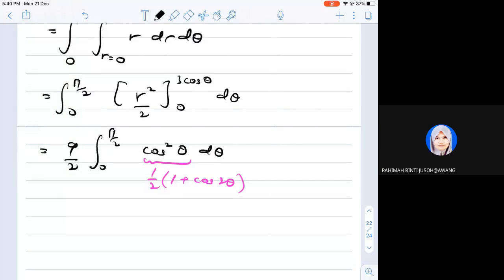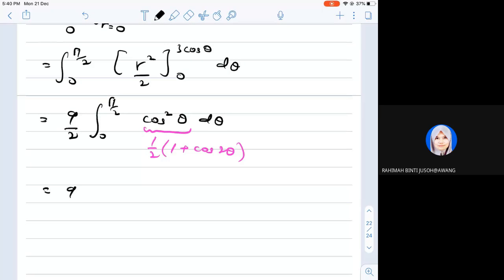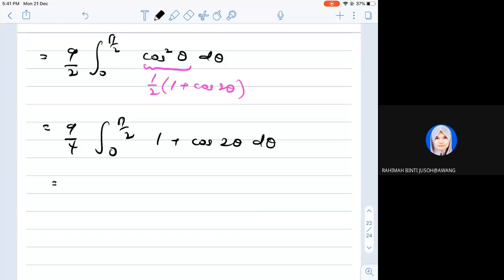Alright. So we will have equals to 9, okay, wait. 9 over 4, right? Take out 1/2, 9/2 times 1/2, so 9 over 4. So we have from 0 until pi over 2, 1 plus cos 2 theta d theta. So we have 9 over 4, substitute theta. Integrate cos, what? Positive sin 2 theta over 2, substitute 0 until pi over 2.